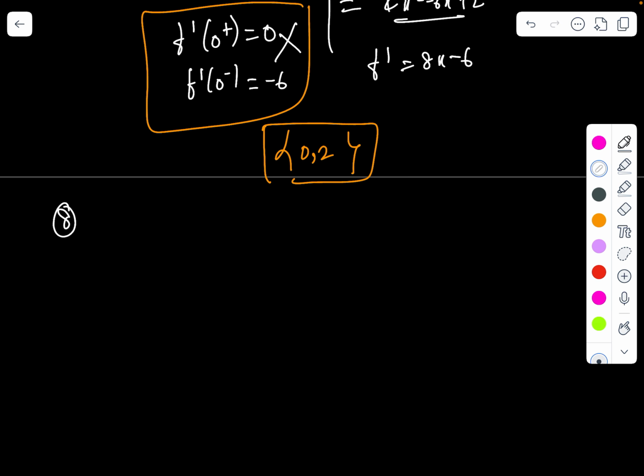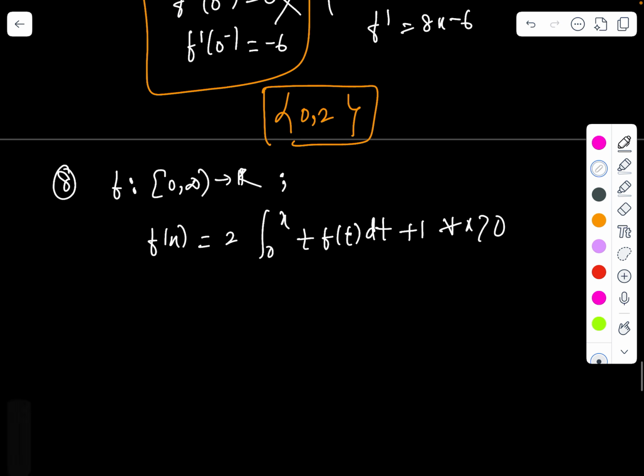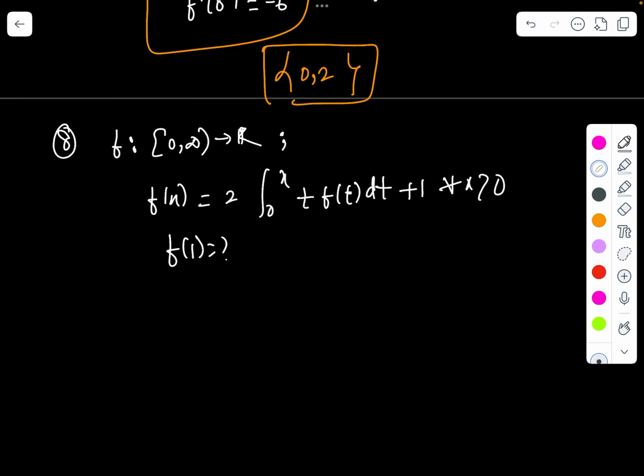Right? So here is a question. Question tells that suppose f is a continuous function again from 0 to infinity to R, and that satisfies f of x equals 2 times the integral from 0 to x of t f of t dt plus 1 for all x greater than 0. You have to find the f of 1 value.